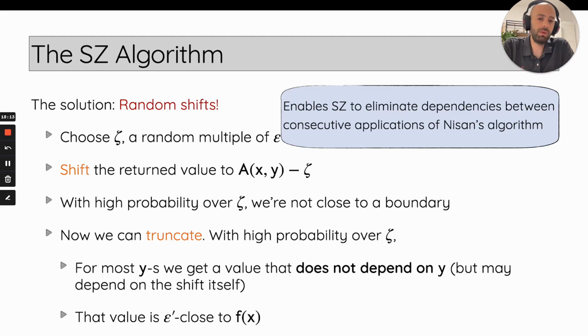And this enables Saks and Zhou to eliminate dependencies between consecutive applications of Nissan's algorithm. Now I know it's been a bit rushed, but you're encouraged to look at our paper, and we give a fairly thorough overview of the Saks and Zhou approach.